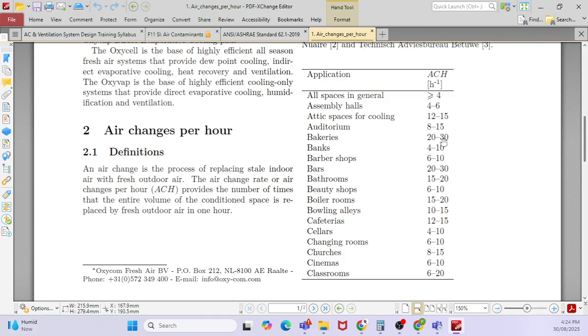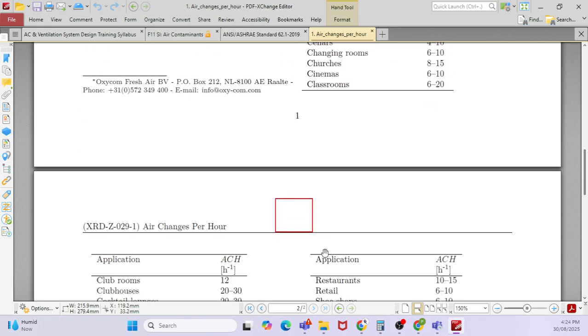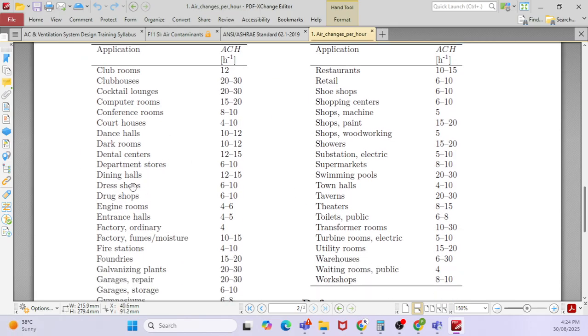If you go to bakeries, you have a lot of smells. Maybe it's not a good or bad contamination, but inside the bakeries you have a lot of contamination, smells, everything. So that is why you do 20 to 30 air change per hour. If you go to other areas like dark rooms, you have contamination. If you go to a computer room, you should maintain proper indoor air quality, so to remove the dust you are going to have a proper air change per hour. If you go to toilets, you have smells, so you do 6 to 8 air change per hour.